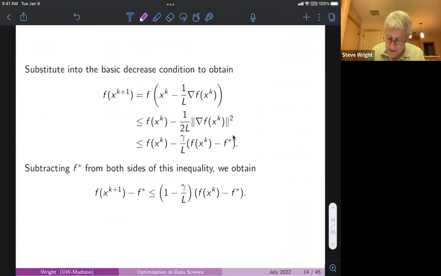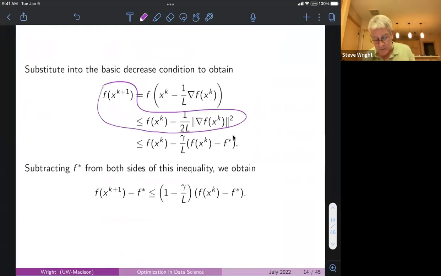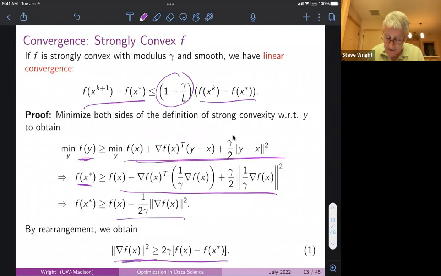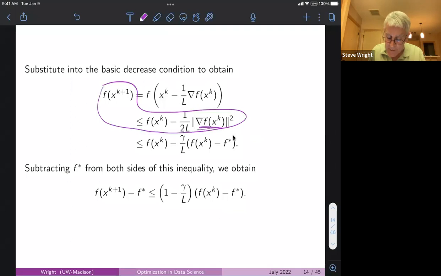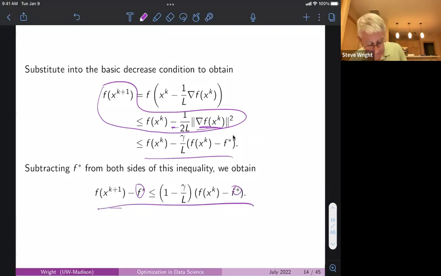And now all I do is just go back to our old friend, this expression that we've now used twice before. This is the third time. And I use this lower bound that I just proved to get an upper bound on minus the gradient squared, okay? And I end up with this expression here. And now all I do is just subtract f of x star from both sides, and I end up proving this thing that I tried to prove.